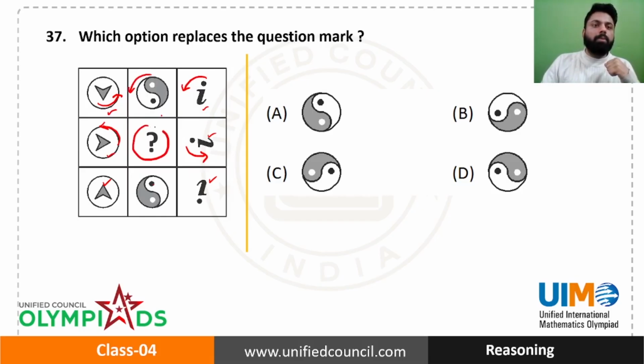There is going to be a ball in which white part is down, this colored part is up, like this. A dot will be here. Black dot is here, white dot is here. So this is nothing but the option number C, and that is what the correct answer is.